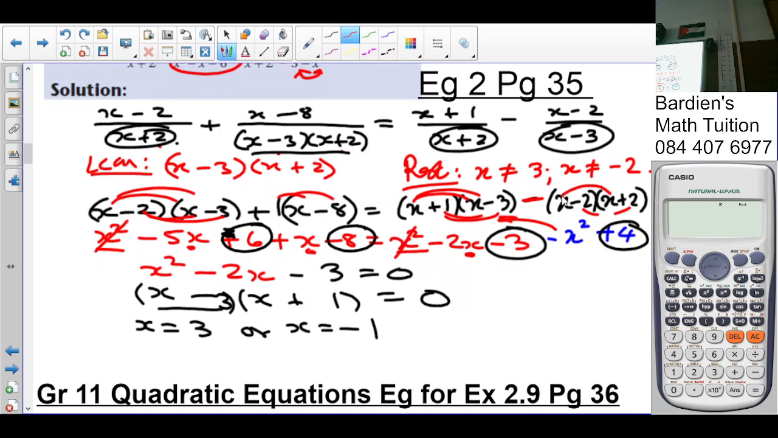By looking at the restriction again, from the restriction what we know? X cannot be equal to 3. Let's just put a line there. Okay. So you guys understand?